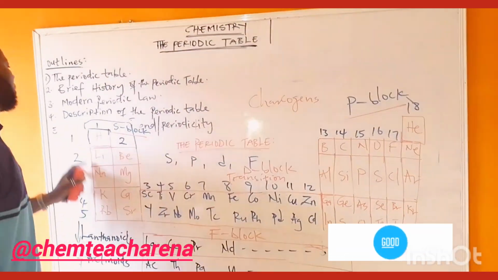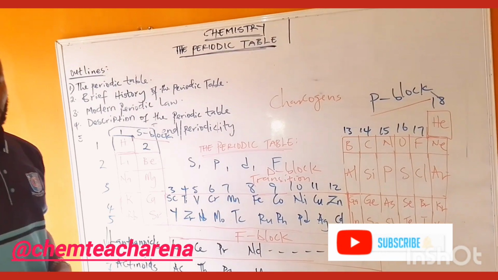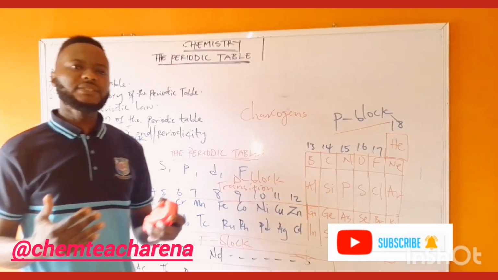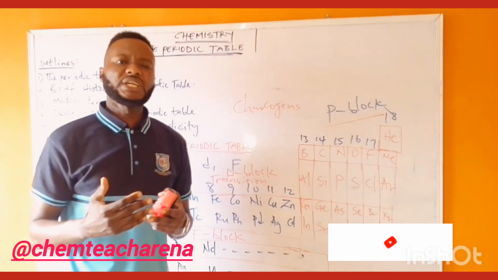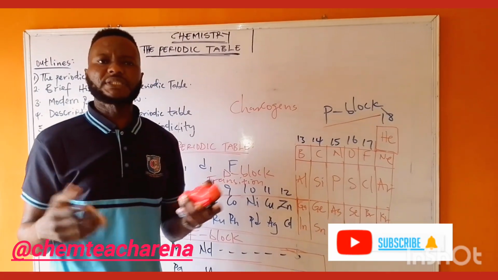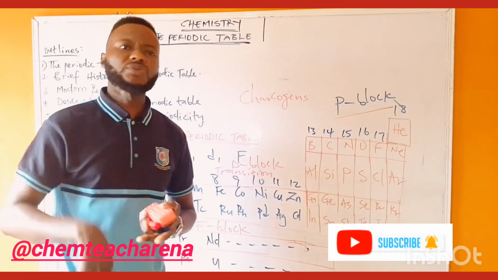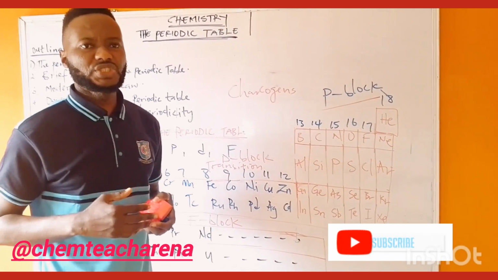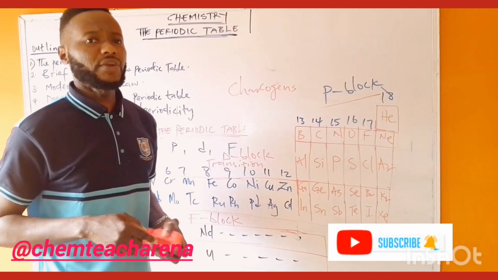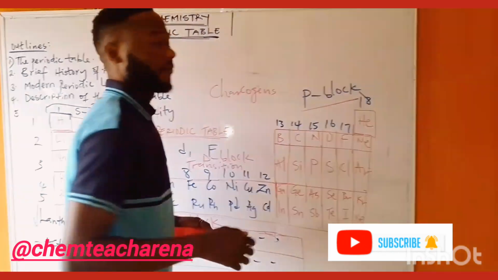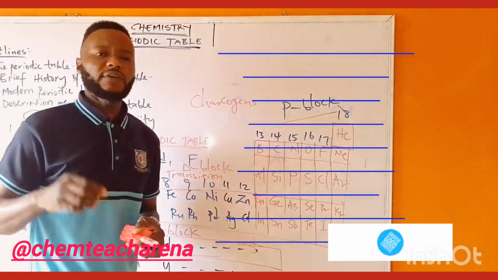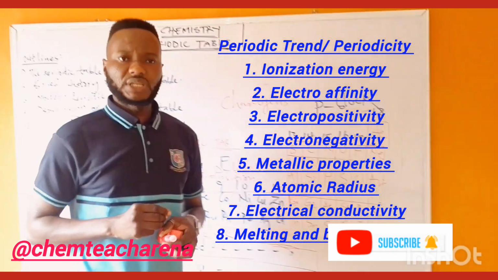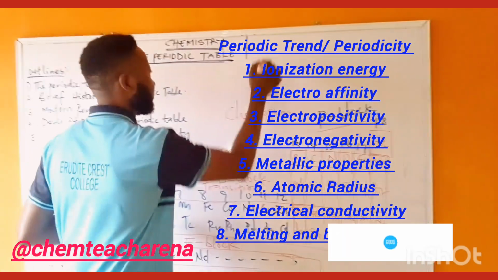Then lastly, we now look at number 5, which is the periodic trend. What are these periodic trends? We say that periodic trends are the variations or changes in the properties of elements across the period and down the group in the periodic table. And what are the examples of these periodic trends? Number 1, we have ionization energy, electroaffinity, electronegativity. Let me list them.